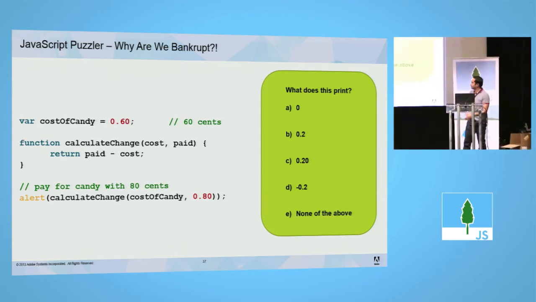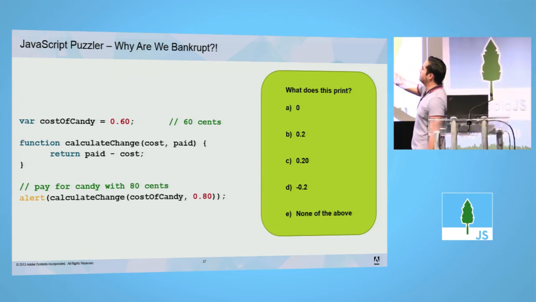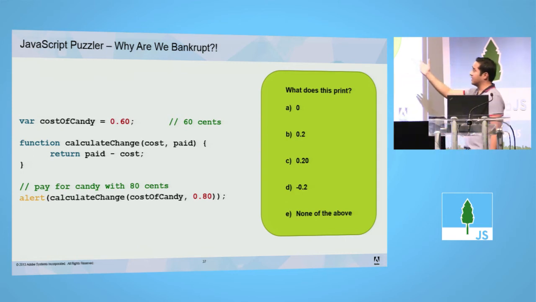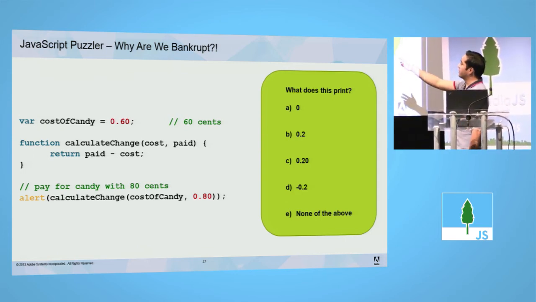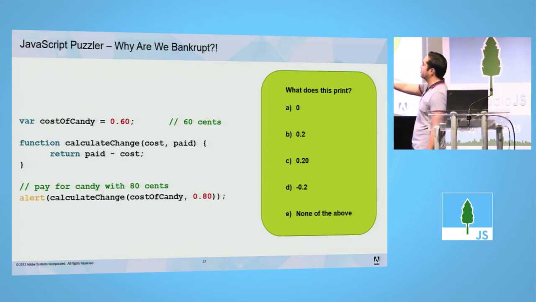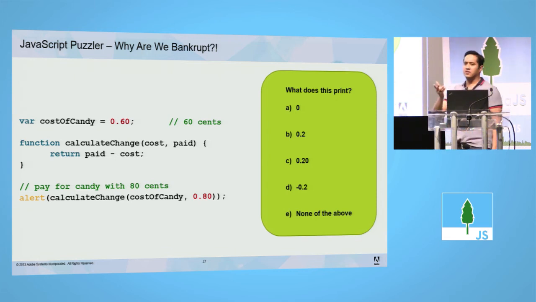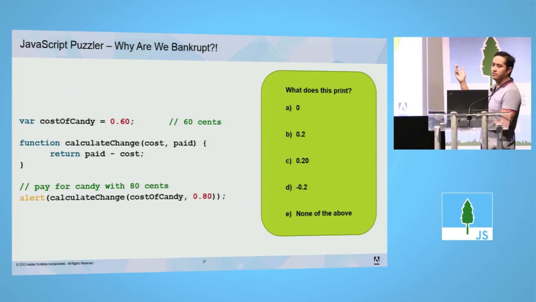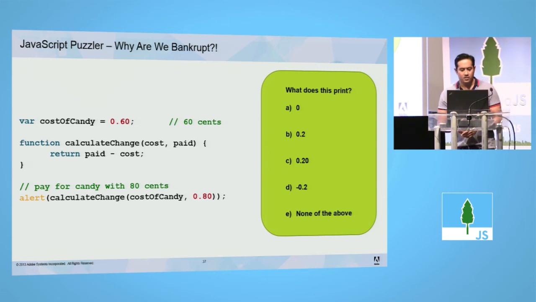All right, so let me give my walkthrough here. We have a variable, costOfCandy, which equals 0.6, 60 cents. Then we have a function, calculateChange, which takes a cost and a paid, and it's going to return paid minus cost. So, real simple. Then we call calculateChange with the cost of the candy, which is 60 cents, and we pay with 80 cents. And so paid minus cost should be 20 cents, 0.2. It's not a string here, so I think it will print 0.2. B. So what's the answer?